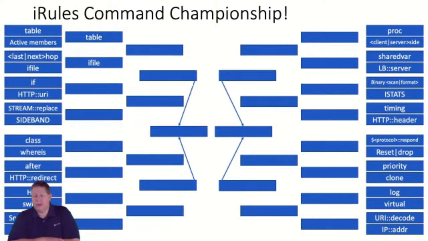All right, so if and HTTP URI is this next head-to-head competition. If is a conditional, and it's super important to be able to make conditions, so that's pretty powerful. HTTP URI is also a pretty powerful accessor for information in HTTP. I like the HTTP URI in that case because a little bit further down we have switch, and I like that condition better because as you scale, switch is a little bit more important.